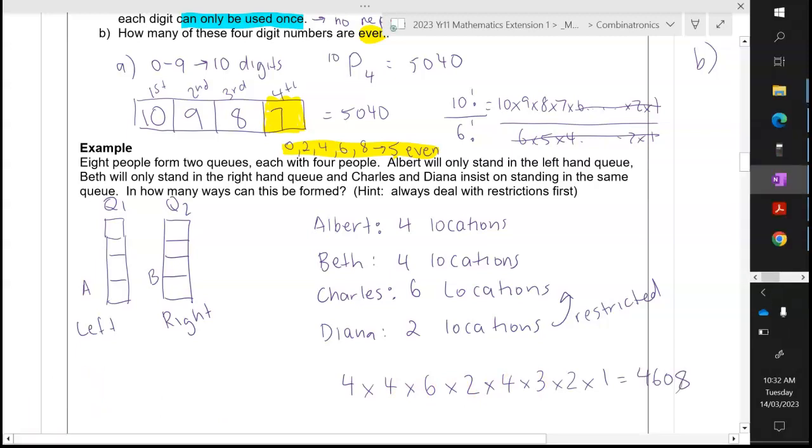So in this case, this question's a little bit tricky because we have to think of the positions that they can take up. And we have to remember that there's actually 8 people that can go into those positions. So this first person would have been Albert, and then Beth, then Charles and Diana, and then person number 5, person number 6, person number 7, and person number 8.